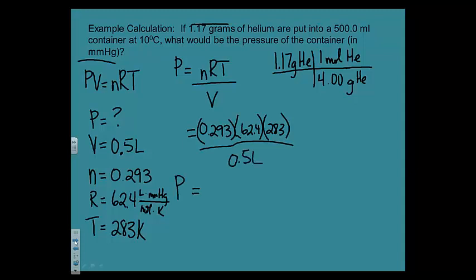So what is the pressure? It is 1.03 times 10 to the 4th millimeters of mercury, or if you want to write it out in standard form, it's 10,300 millimeters of mercury. That's a problem using the ideal gas law where I'm starting with grams instead of moles. I've got to do a conversion and then plug the number of moles into that problem. Hopefully this helps you guys and you're able to work through some of those examples.